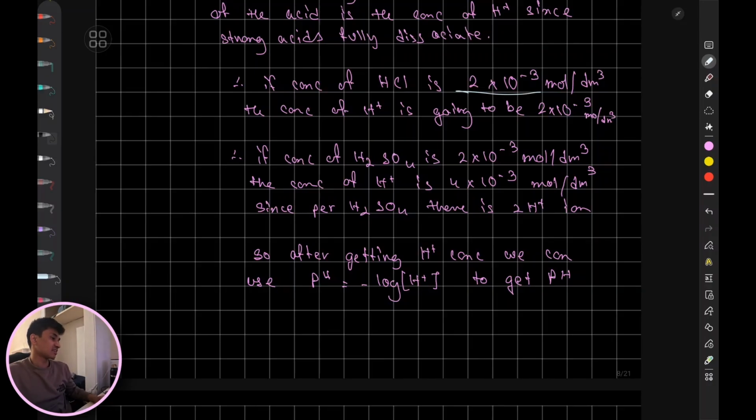Obviously strong acids also have variation, so different strong acids will have slightly differing pH for the same concentration, because of how much of the H plus dissociates. But in our cases, all we're doing is if there is 1 mole of H2SO4, there are 2 moles of H plus ions. Simple equation. If there's 1 mole of HCl, there's 1 mole of H plus.